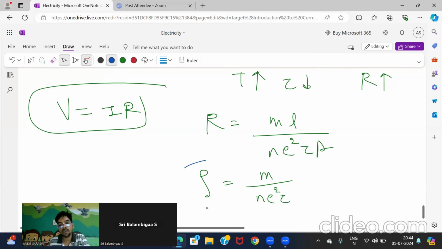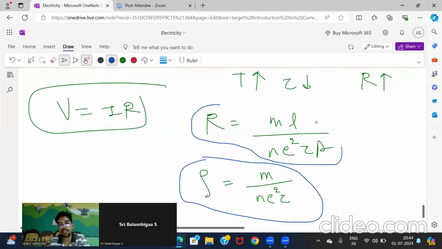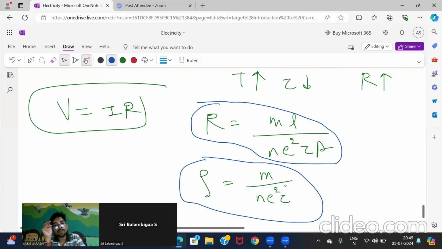These two terms you must remember. Many questions they can ask. If you increase the relaxation time, what is the effect on resistivity? If you increase the area of cross section, do you find any change in the resistivity? No, because resistivity does not depend on A. Clear? If you change the length, resistivity never changes. But if you change the temperature, then resistivity and resistance both vary. If you change the material, resistivity varies, and resistance varies.